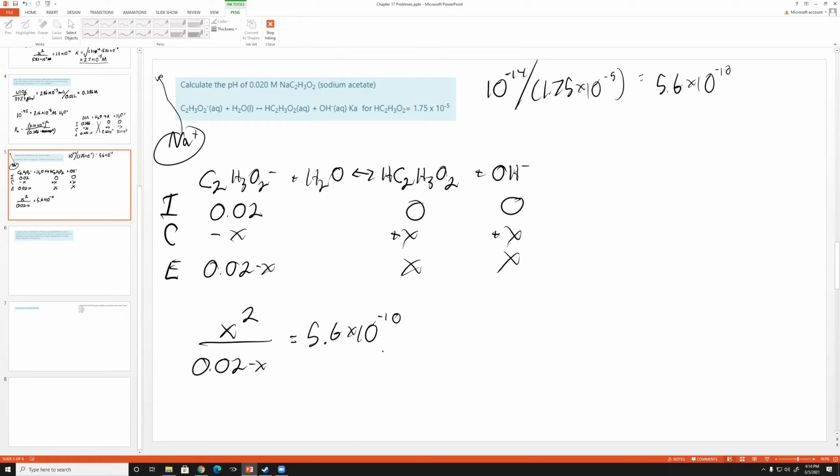Now, since this Kb is very small and the concentration is relatively large, 0.02 in comparison to 10 to the negative 10, we can cancel out this x, and this x becomes negligible. So we can solve for x. It would be the square root of 0.02 times 5.6 times 10 to the negative 10, and this is going to equal 3.3 times 10 to the negative 6th.